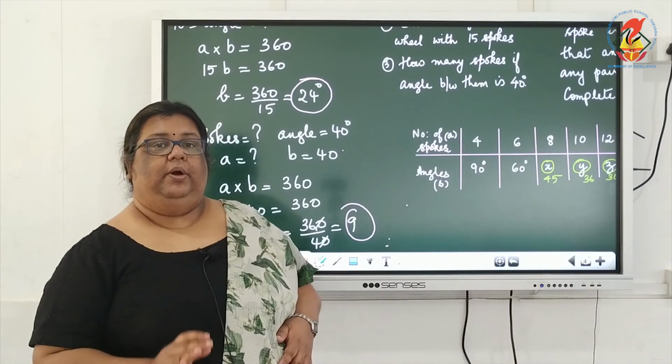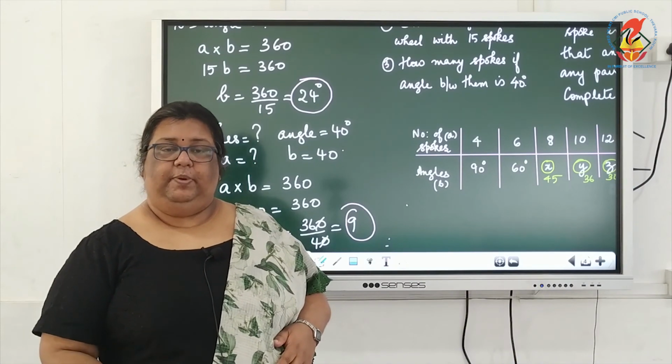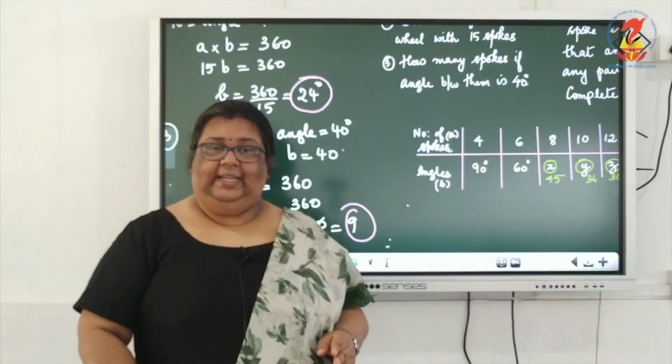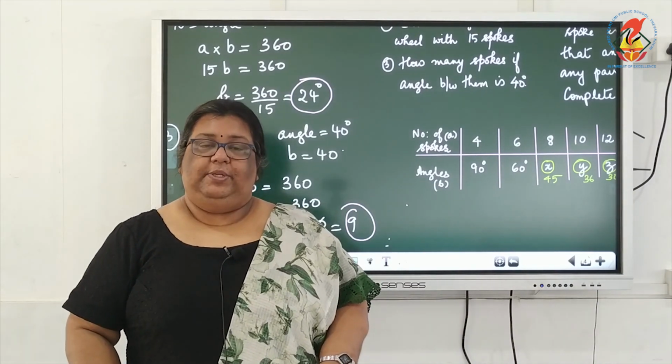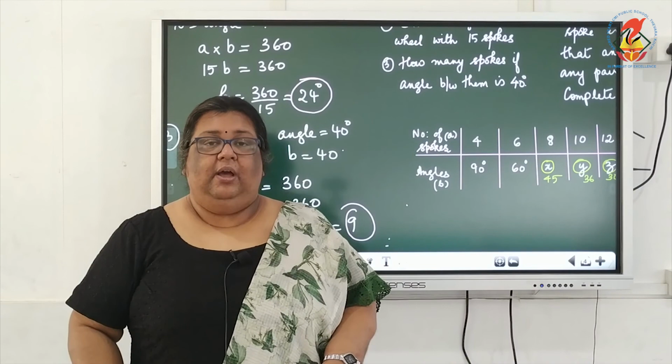Okay. So, did you understand what is inverse proportion? When one quantity increases, the other quantity decreases. And the product between these two quantities will be a constant.